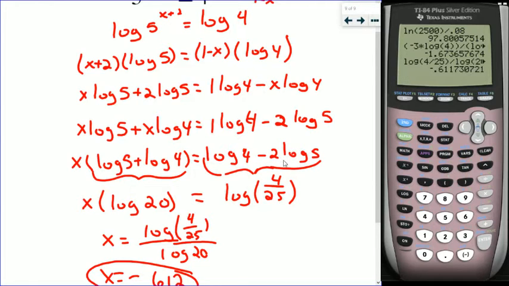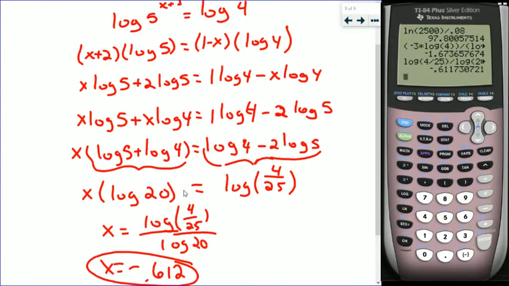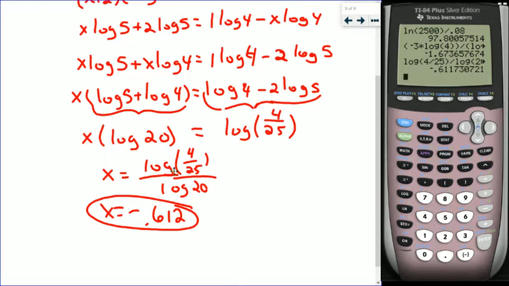2 logarithm base 5 is the same thing as log of 25, or 2 logarithm base 10 of 5 is the same thing as logarithm base 10 of 25, 5 squared. So with this minus sign, the 25 goes in the denominator, the 4 goes in the numerator. So we have logarithm of 4 over 25. And then we have x times logarithm of 5 times 4, which is 20. So then I divided logarithm of 4 over 25 over logarithm of 20.